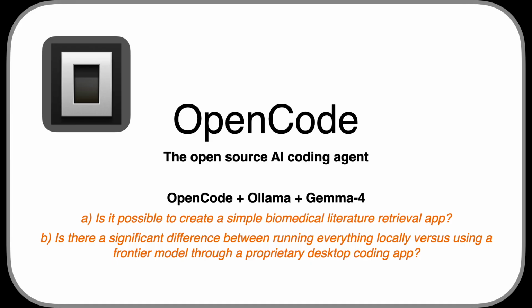First, is it possible to create a simple app using OpenCode and a local AI model like Gemma-4 tailored for everyday research, say a tool that retrieves biomedical literature? And second, for a relatively straightforward task like this, is there a significant difference between running everything locally versus using a frontier model through a proprietary desktop coding app?